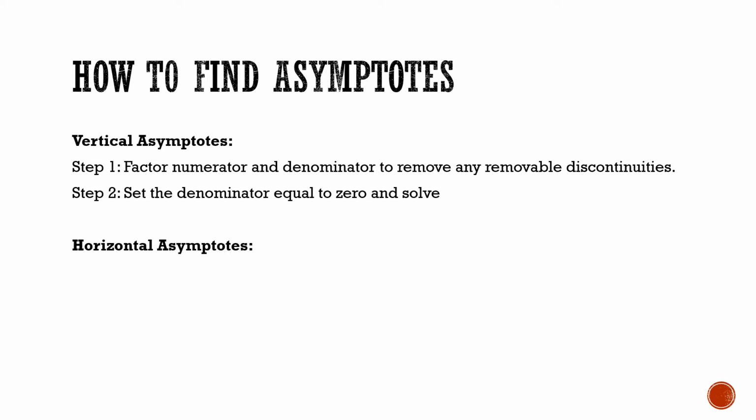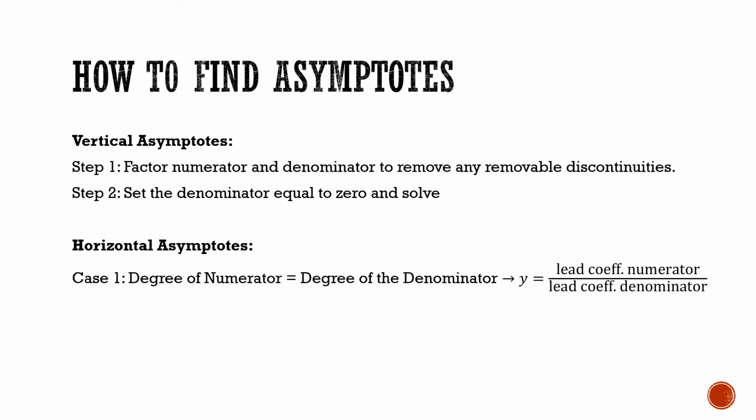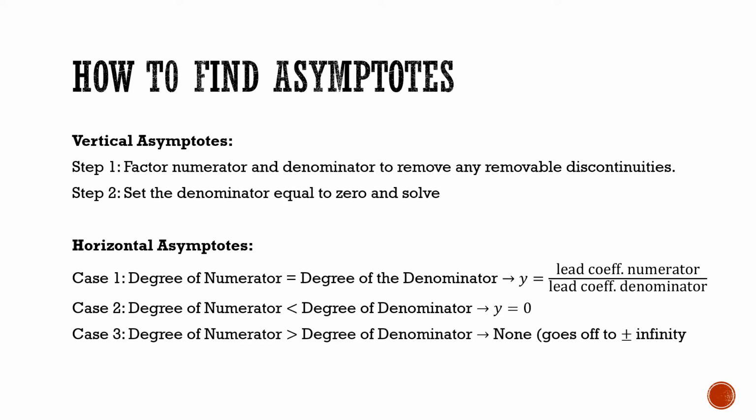For horizontal asymptotes, we have 3 different cases. Case 1, if the degree of the numerator is equal to the degree of the denominator, then your horizontal asymptote will be y equals the lead coefficient of the top over the lead coefficient of the bottom. For case 2, if the degree of the numerator is less than the degree of the denominator, your horizontal asymptote is y equals 0. For case 3, if the degree of your numerator is greater than the degree of your denominator, you have no horizontal asymptote because it goes off to infinity.